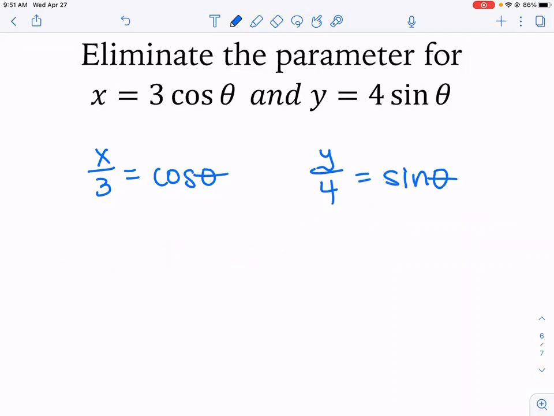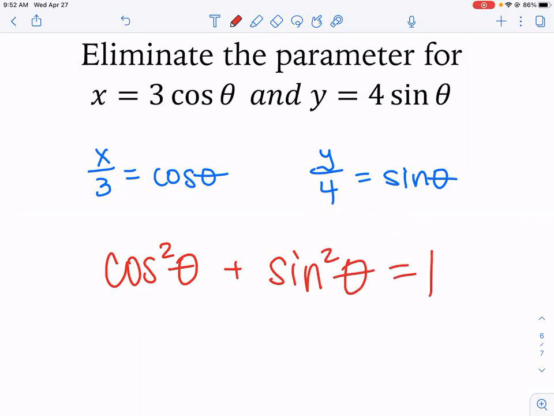I could do something with this. Do we have anything in our toolbox that relates sine and cosine together? What else? I don't see tangent up here. Tangent, not going to be helpful. What else relates them together? Do you agree that cosine squared plus sine squared equals 1?